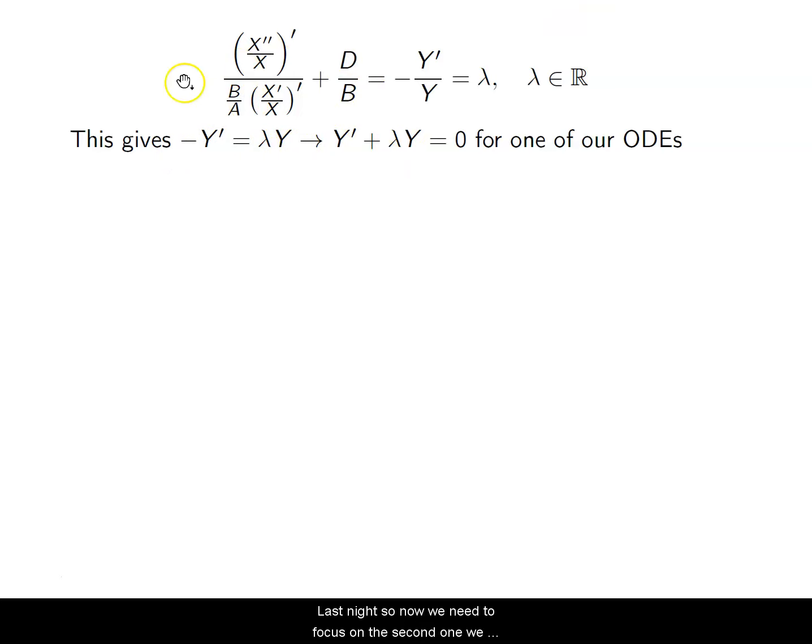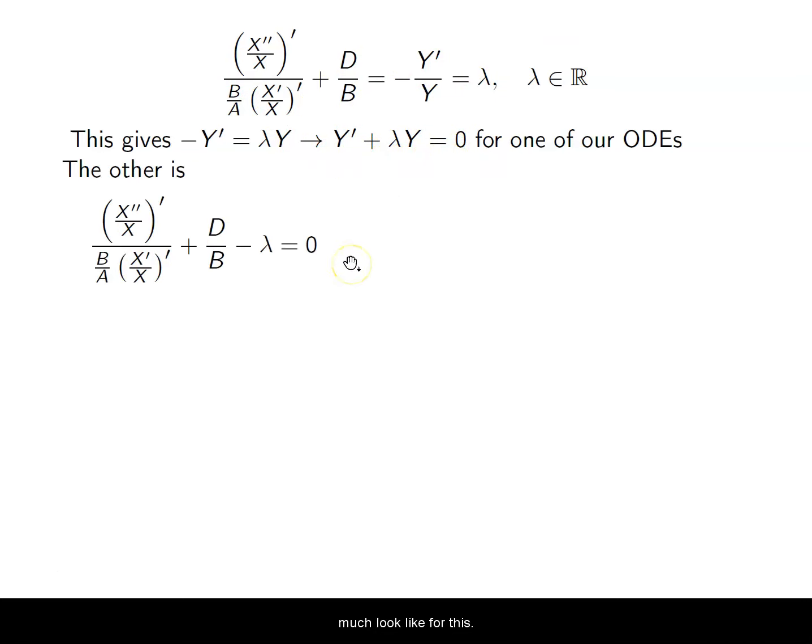So now we need to focus on the second one. We have our first one. We know what the solutions pretty much look like for this. So the other equation that we want to worry about now is this left-hand side minus lambda equals 0. Again, moving everything over to one side. Notice that d over b is not a function. This is a constant. So I have some constant minus a constant. So I have a function in terms of x plus some constant equals 0.